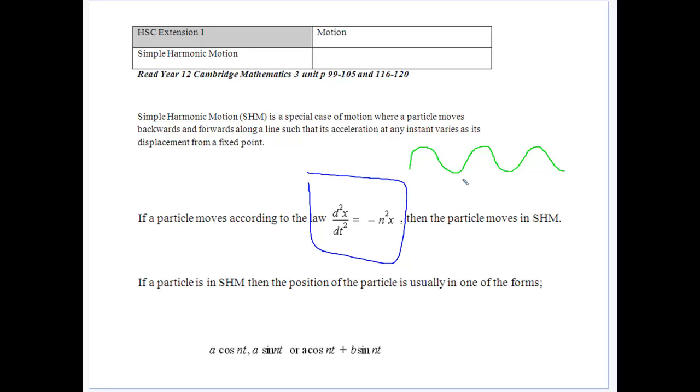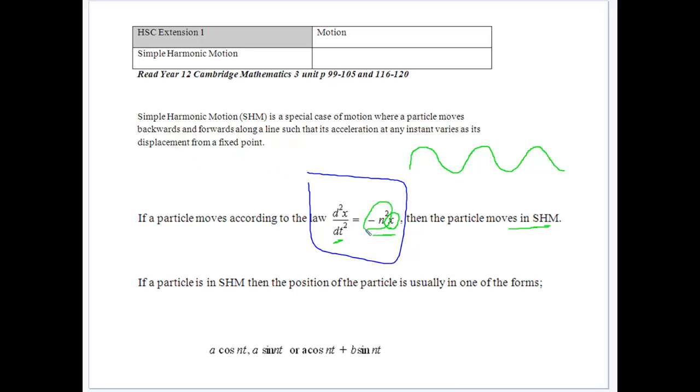Now, we can prove that something's in simple harmonic motion by doing something very easy. We start with our position x in terms of t, get down to the acceleration, d squared x dt squared. If you can put your acceleration into this form, minus n squared x, so some number can be factorized out. We factorize a negative, factorize some number out, and we're left with the position function. Then the particle must move in simple harmonic motion, because that's what it means. Acceleration at any instant varies as its displacement from a fixed point.